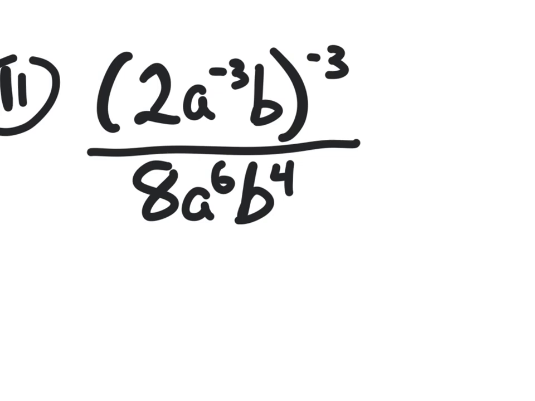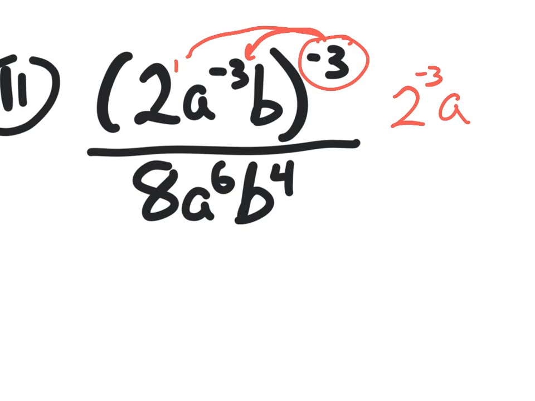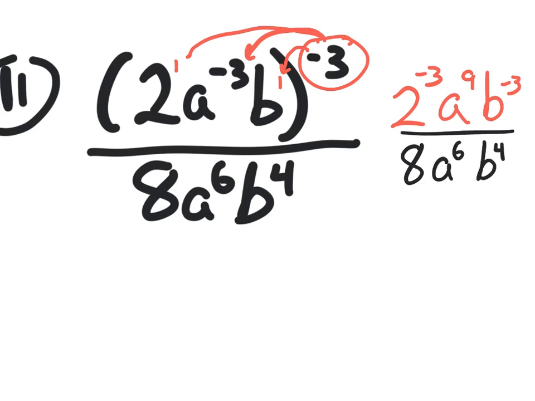What I'm going to do is distribute this negative 3 to the power of 1 on the 2, and I will get 2 to the negative 3. And then I distribute it right here, and when you multiply that, you're going to end up with A to the positive 9, because negative 3 times negative 3 is positive 9. And then I'm going to distribute the negative 3 times the 1 on the B, and I'll get B to the negative 3. Are you with me? Okay. On the bottom, I'm just going to rewrite it. 8, A to the 6th, B to the 4th.